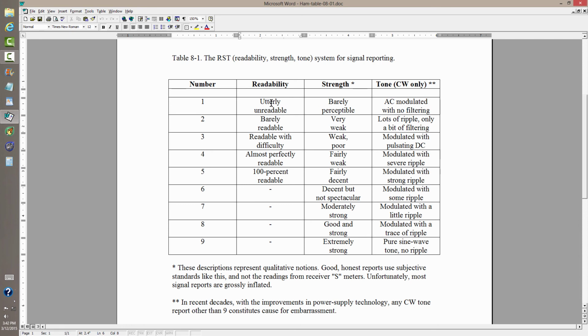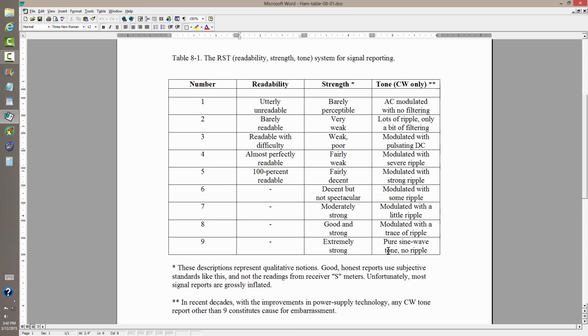The readability, well, this is something you always want to have a 5 if you can get a 5 for a readability report. In contesting these days and DXing nowadays, everybody gets a 599. That's perfectly readable, extremely strong, and perfect tone, whether it is or not, just so they can get that report out of the way and get on with making as many contacts as possible in as little time as possible. But if you're really engaged in a contact where you want an honest signal report, the S meter on your radio will not necessarily tell you what you want to know.